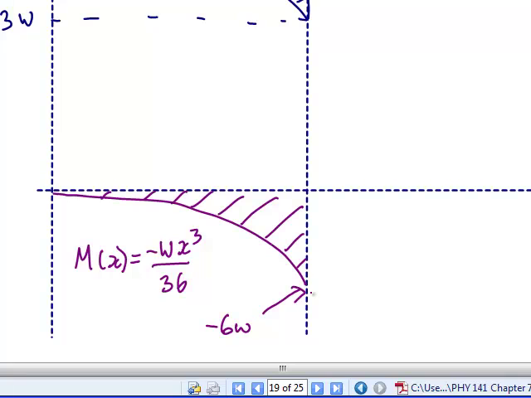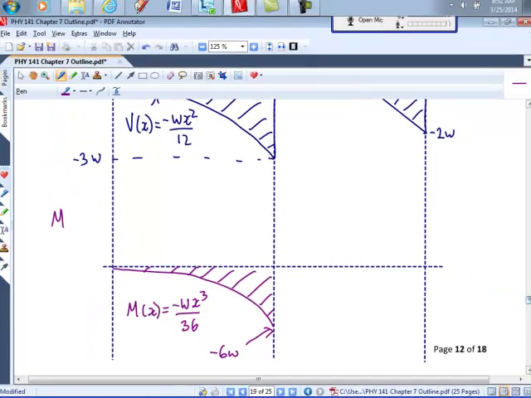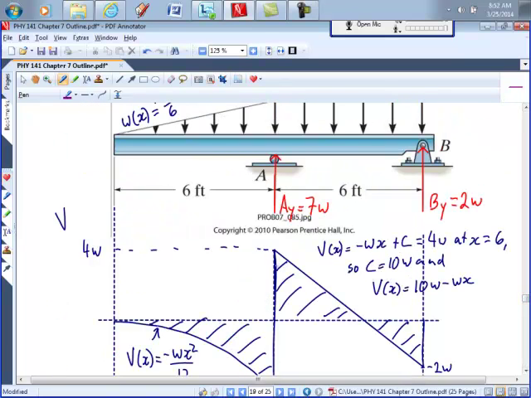Okay. Now, what happens at the point load here? The shear diagram jumps up at a point load because it affects the shear. The only thing that makes a moment diagram jump up would be a couple moment that's applied to the beam. So if this was a fixed joint and it was applying a moment, then it would jump up. In this case, there is no fixed joint. There is no couple moment. So it's continuous at that point.